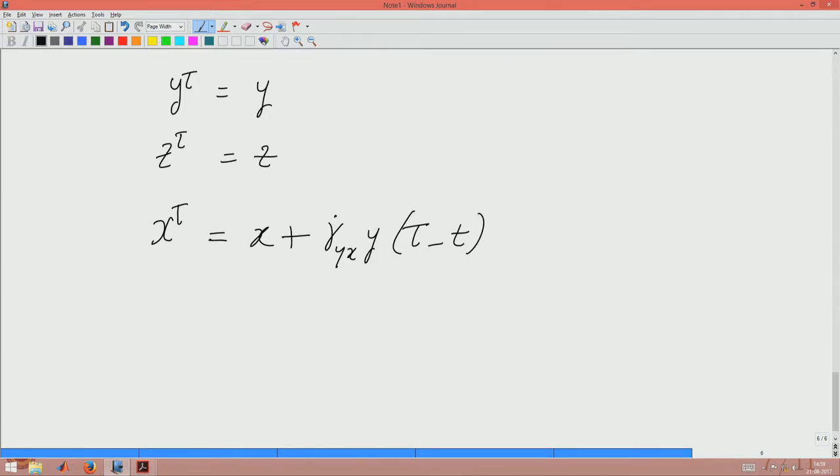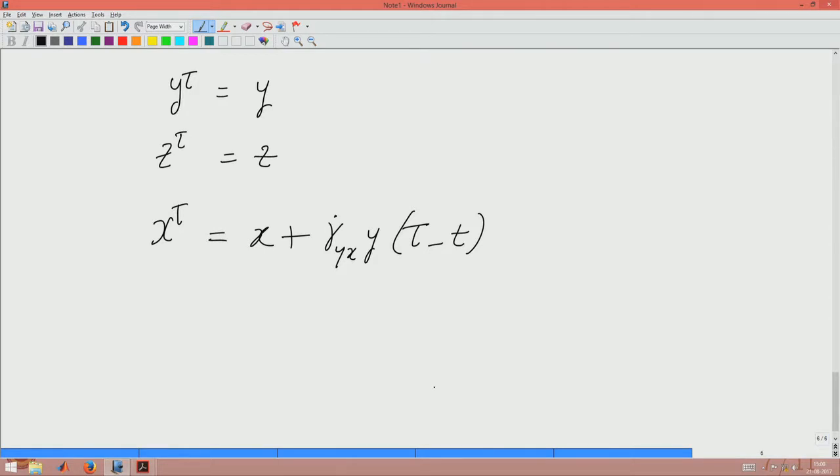does that make sense? If tau is equal to the present time, then this term goes to 0 and therefore, x tau is equal to x. So, clearly at tau equal to t, x tau is equal to x, y tau is equal to y and z tau is equal to z, and at any time in the past, tau minus t will be negative and therefore x tau will be x minus something. And so, this is a complete description of the flow actually.